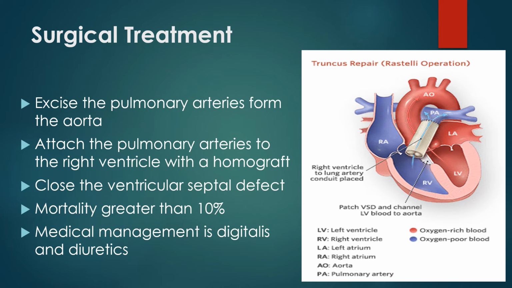Surgical treatment is through a Rastelli operation, where you're excising the pulmonary arteries from the aorta. You're attaching the pulmonary artery to the right ventricle with a homograft. So you end up having its own circulation by attaching a homograft to the right ventricle. So you're creating a pulmonary RV outflow tract, basically. And you're going to close the ventricular septal defect. Big operation, huge operation. There's a lot of heart failure associated with it, and the mortality is greater than 10%. Probably one of the highest morbidity mortality operations that you can do with congenitals.